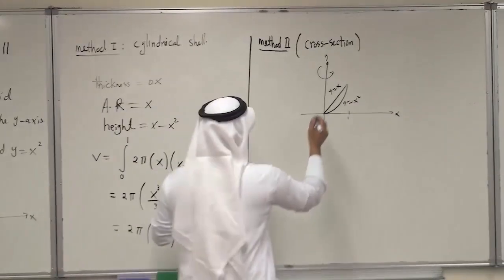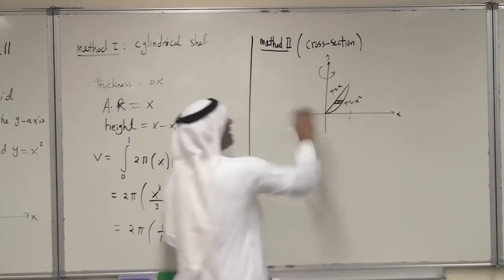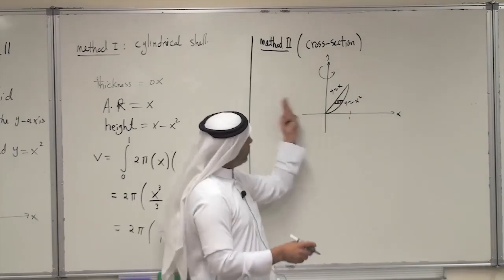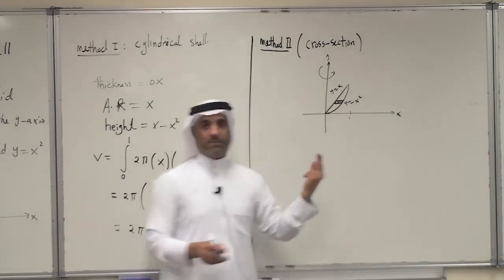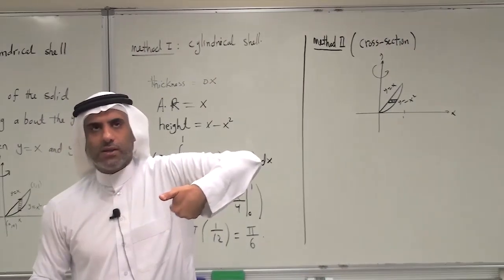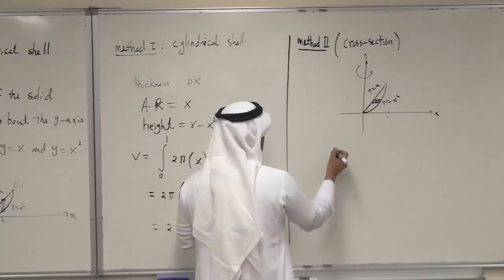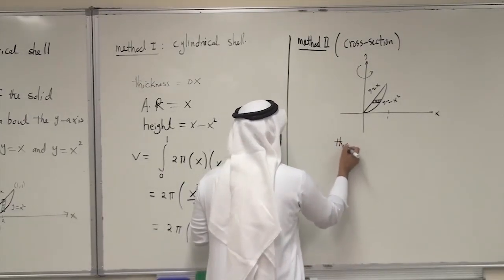So what you need to do is something like this. And then if we rotate this, we get a washer. If you are rotating this one over the y-axis, you get a washer. And then we are interested in the area of that cross-section, and then integrate to get what? To get the volume.